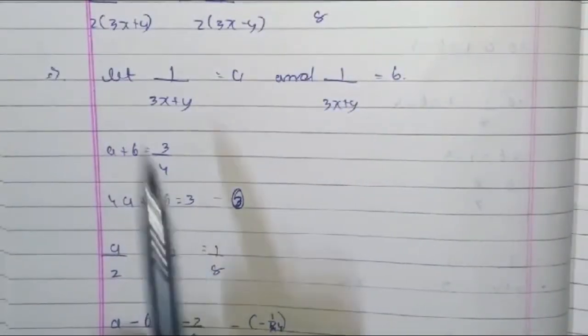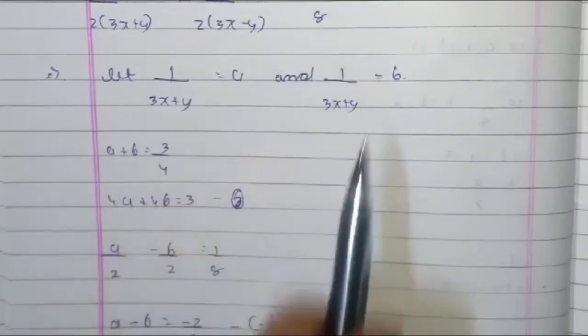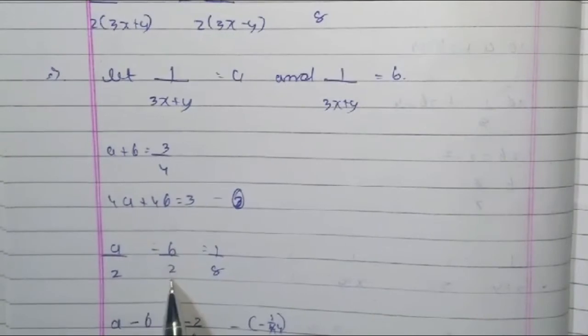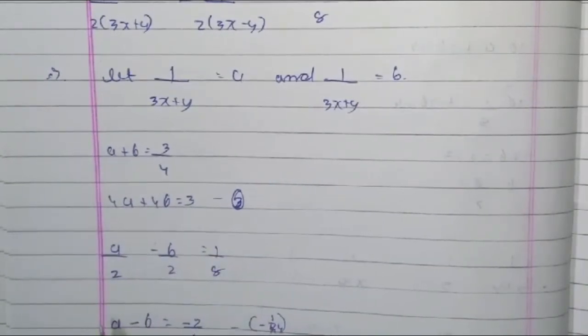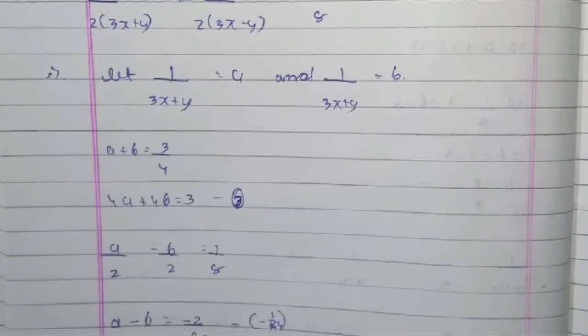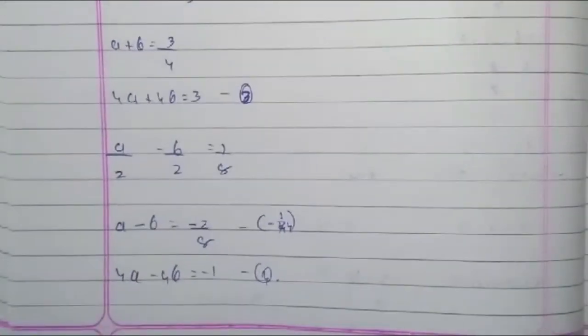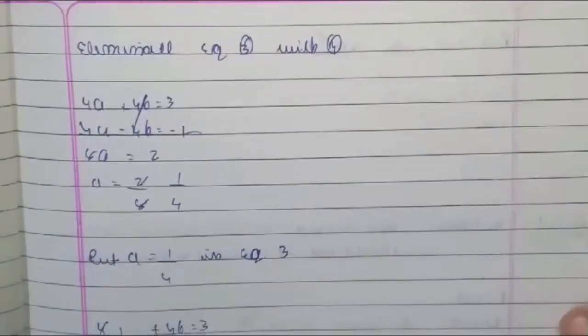Okay, now 4a plus 4b is equal to 3. Now see here, a by 2 minus b by 2 is equal to 1 by 8. 8 is the LCM and put it here. So a minus b is equal to minus 2 by 8. 1, 2 4s are 8, so 4 is coming here. So 4a minus 4b is equal to minus 1. Now this is our equation number 4.